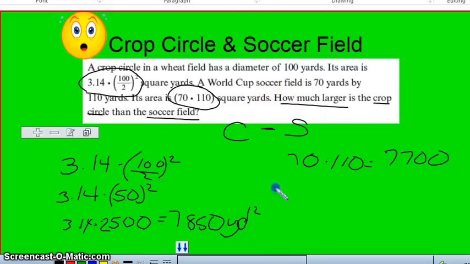So we want to take the area of the crop circle, which is 7,850 square yards, and subtract the area of the soccer field. So 7,850 minus 7,700 gives us 150 square yards.